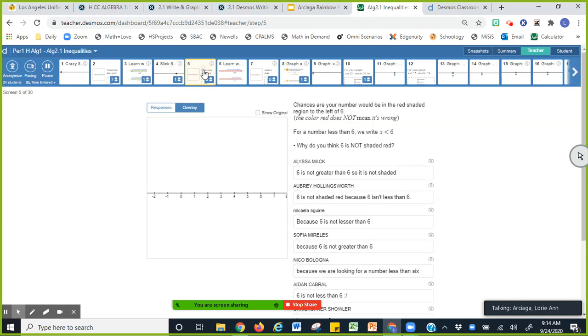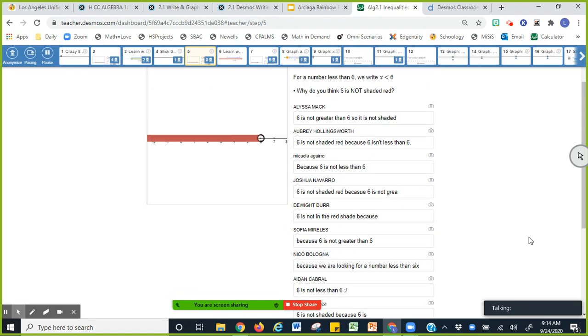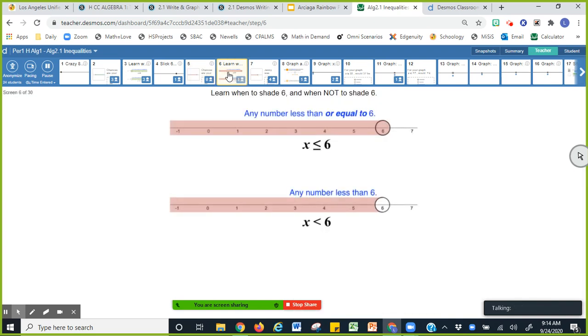And in slide number 5, okay, so chances are your number would be in the red shaded region to the left of 6. So for this inequality, we write x is less than 6. And again, 6 is not shaded, just like 8 in the previous example. Yep, because 6 is equal to itself. And again, in slide number 6, it shows you the difference between the two inequalities: x is less than or equal to 6, and x is less than 6.